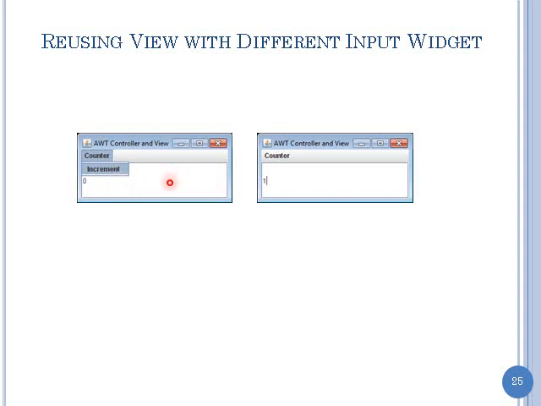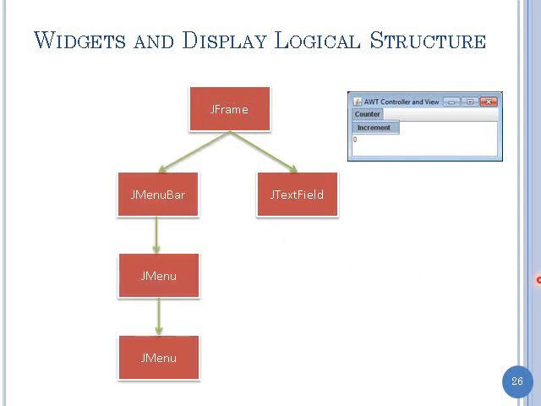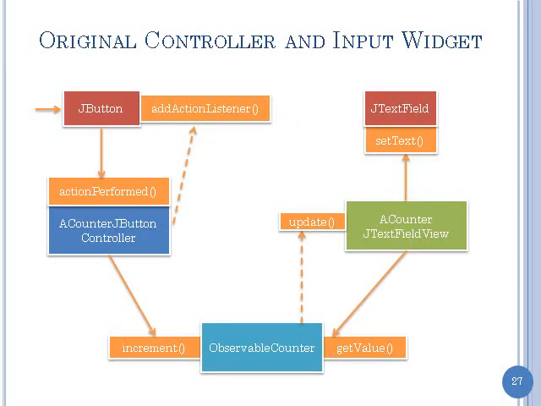My view remains the same. It has a text field. My controller now has to worry about a menu item rather than a button. Okay? It so happens the menu item also does. And so I have a different architecture now. I have a menu item in a menu bar, in a frame. Where I had a JButton, I'm going to replace that with a JMenuItem.